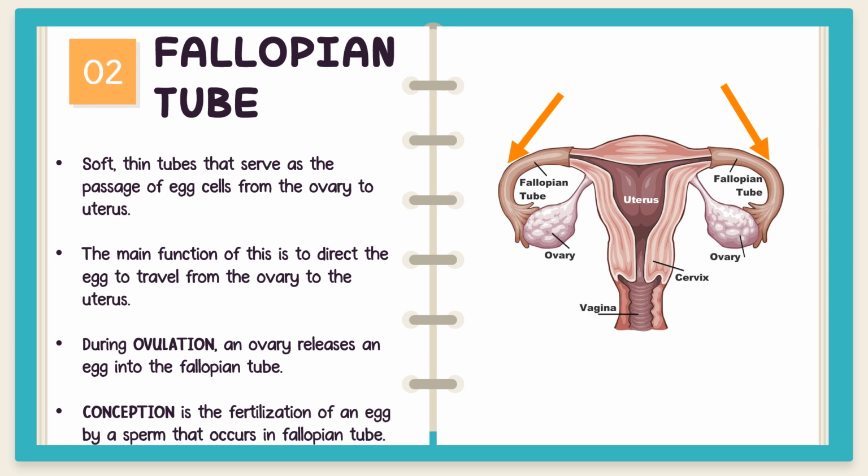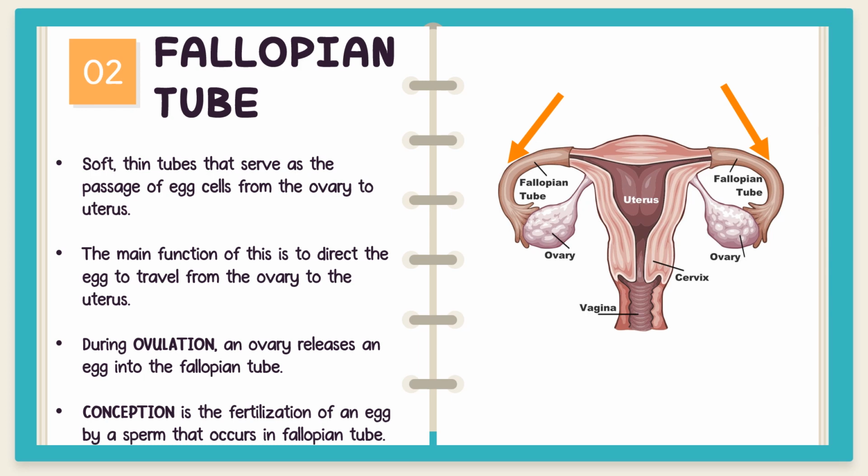The next one is the fallopian tube. The fallopian tube is a soft, thin tube that serves as the passage of egg cells from the ovary to the uterus. So, ito ay isang manipis, malambot na tube na nagsisilbing daanan ng egg cell papunta doon sa uterus. The main function of this is to direct the egg to travel from the ovary to the uterus.